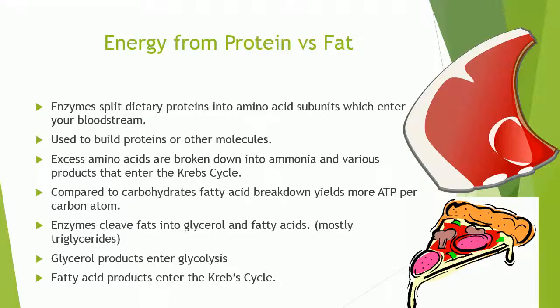Enzymes cleave fats. So an enzyme is going to cleave a fat and break it up into glycerol and fatty acids, which are mostly triglycerides. So enzymes inside your body, when you eat fats, are going to break those fats down into their components. Glycerol products are going to enter glycolysis. So the glycerol that gets broken down when you eat fats is going to enter that glycolysis step that we've already discussed. And then the fatty acids are going to enter the Krebs cycle.